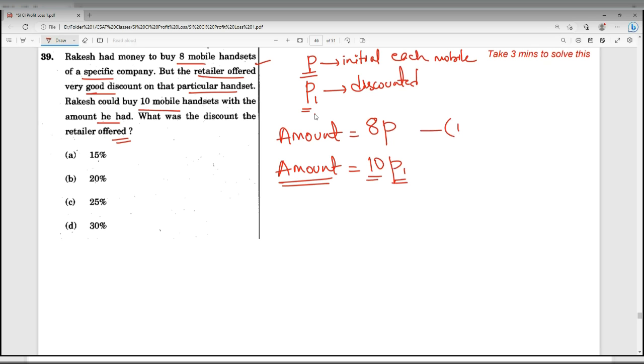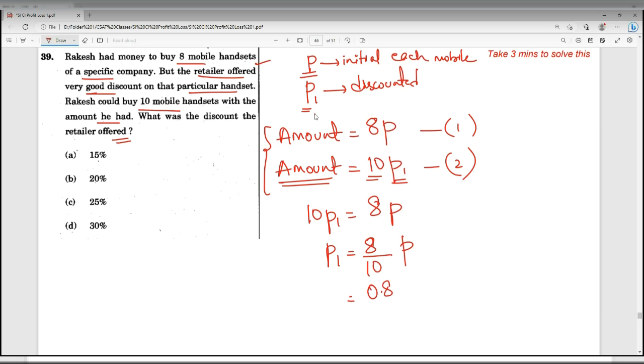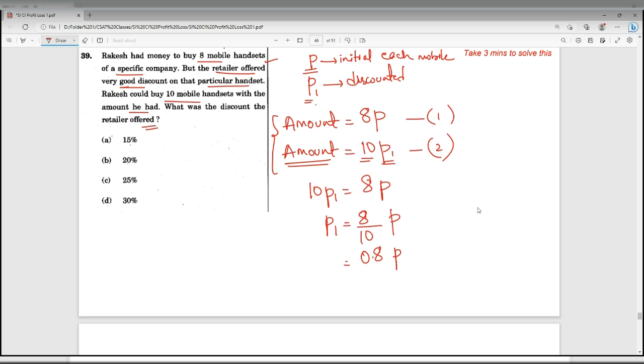Let this be equation 1 and let this be equation 2. Since the amount is the same, we can equate them. So we have 10 P1 is equal to 8P. P1 is equal to 8 by 10 P. This is 0.8P. So the discounted price is 0.8 times the initial price.